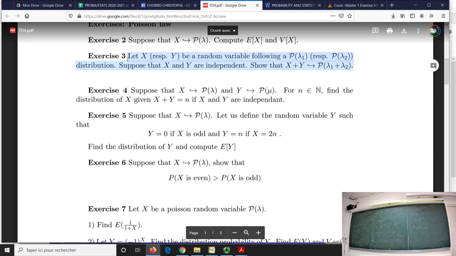What happens now, in order to recover exactly the same result? From the previous proposition, I know that the moment generating function of the sum is just the product of the moment generating functions. If I know the moment generating function of a Poisson, something that I did just after the break, what is the formula I obtained? Exponential of lambda times (e to the t minus 1).